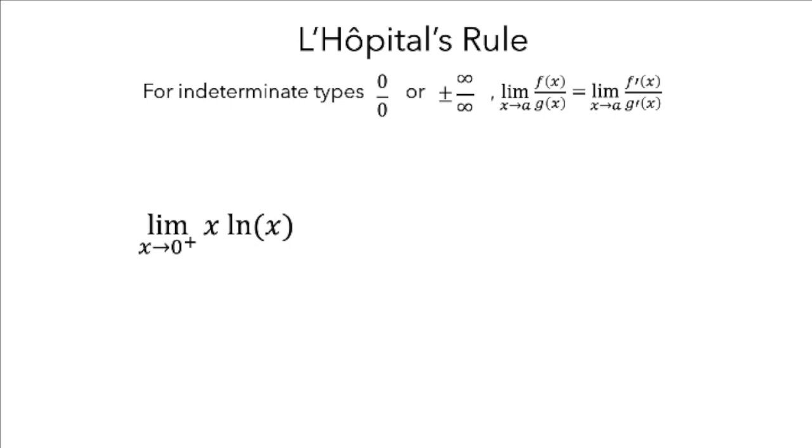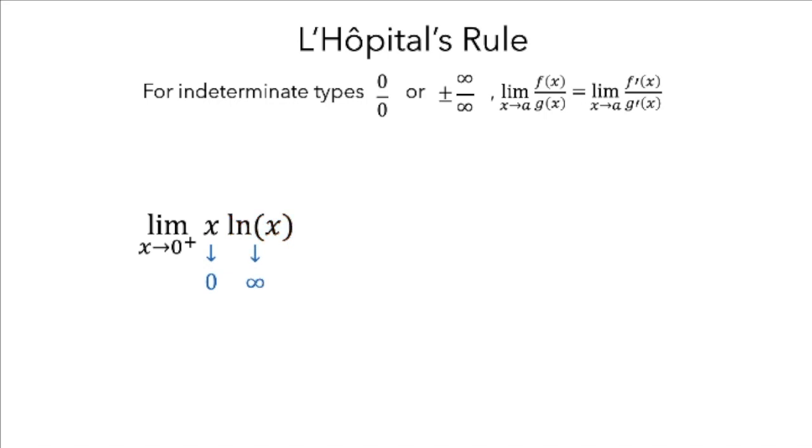Let's look at another example. Here's the limit as x goes to 0 from the right side of x times natural log of x. If you just look at x, this goes to 0. And the natural log of x goes to negative infinity as x goes to 0.